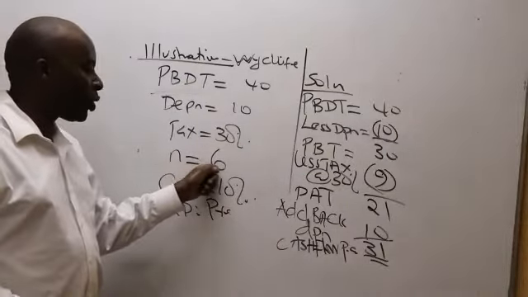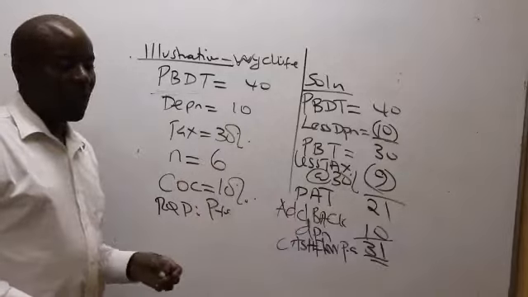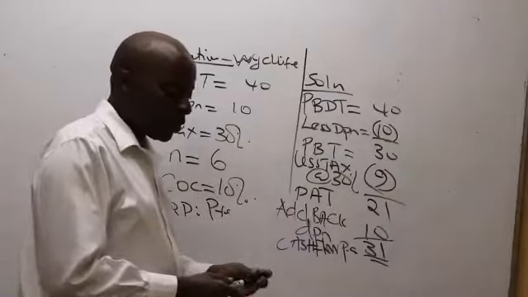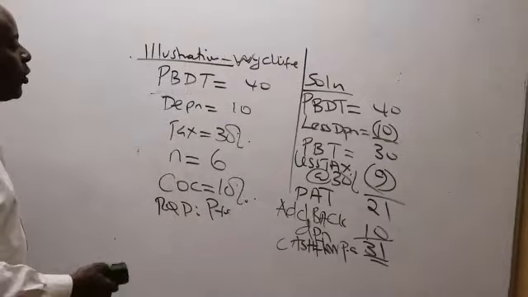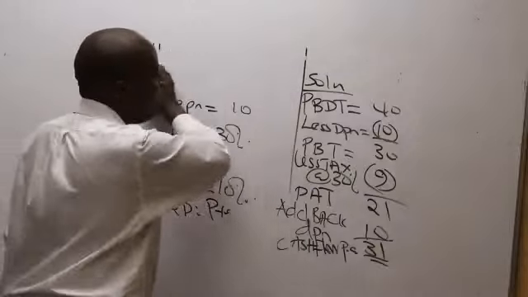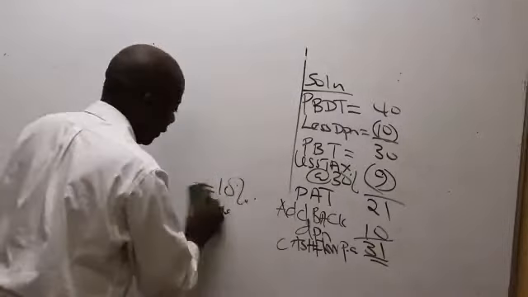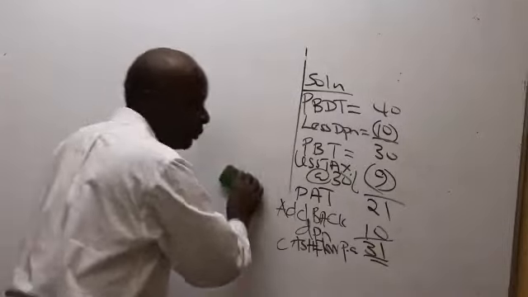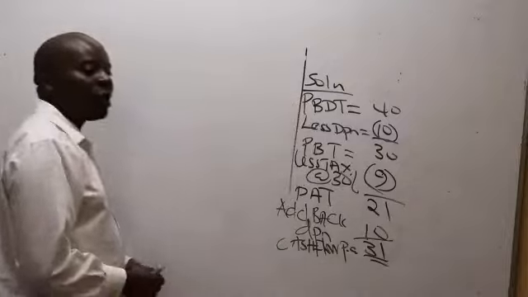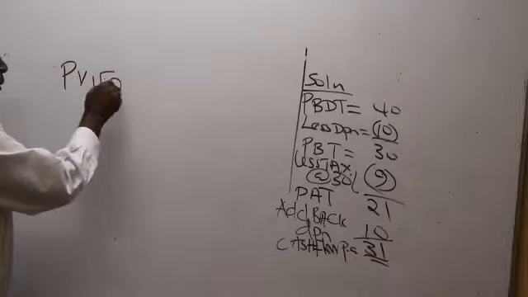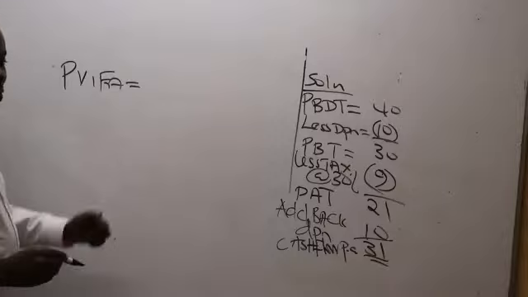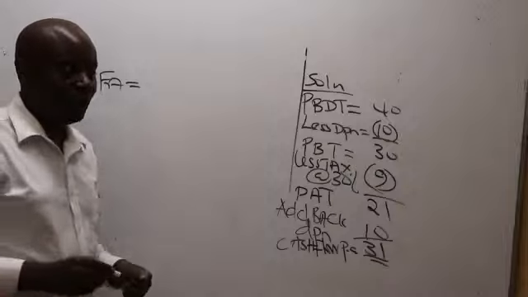For how many years? For 6 years. I'll be able to receive these for 6 years. And the moment you tell me that, now for purpose of discounting, I need to compute what we call the PVFA. Most of us must have forgotten the formula of PVFA.